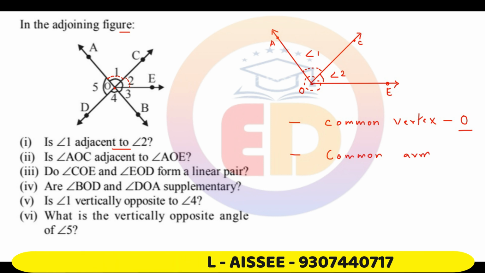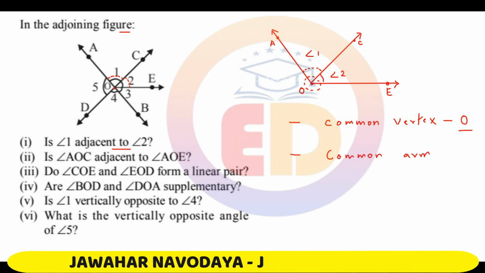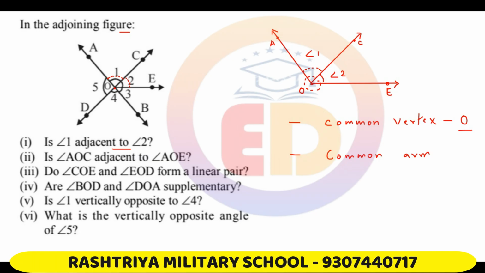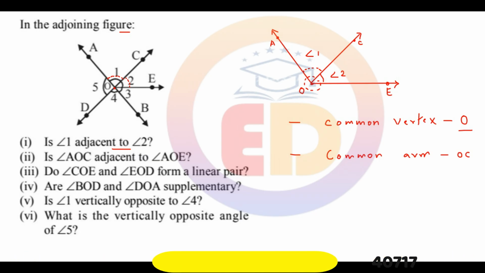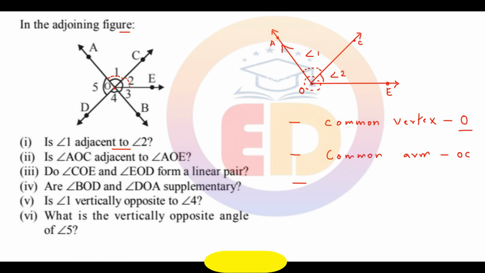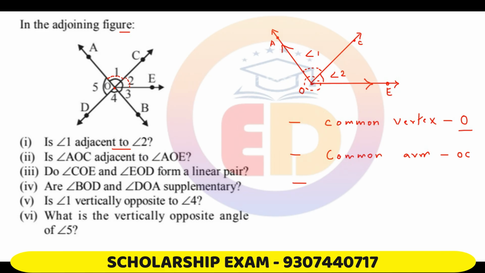As you can see, the ray OC is the common arm for angle 1 and angle 2. Angle 1 के लिए भी OC ray है और angle 2 के लिए भी OC ray. So they have a common arm which is OC. And the other arm should be on the opposite side. Angle 1 का other arm है OA और angle 2 का other arm है OE जो कि opposite side में.